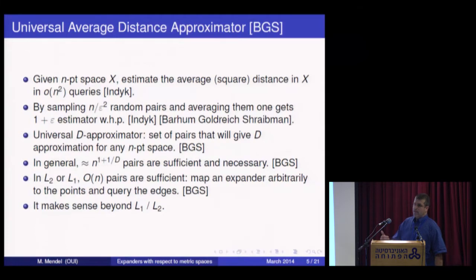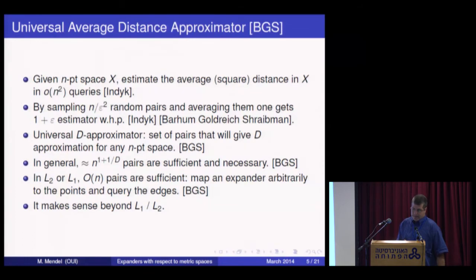But BGS went further and asked a type of generalization question. They asked whether there exists a universal approximator. So a universal D approximator is basically a specification of pairs of vertices such that no matter what metric you put on these points, if you average the pairs that you chose, you get a D approximator. So it turns out this is also possible.